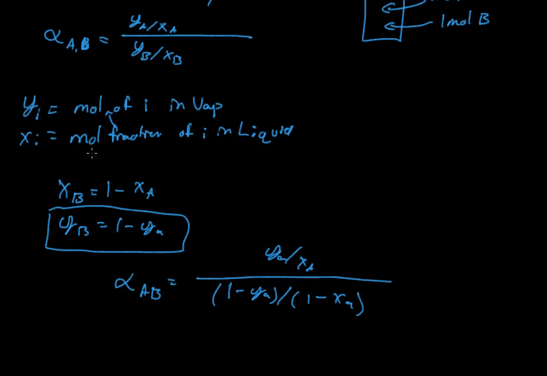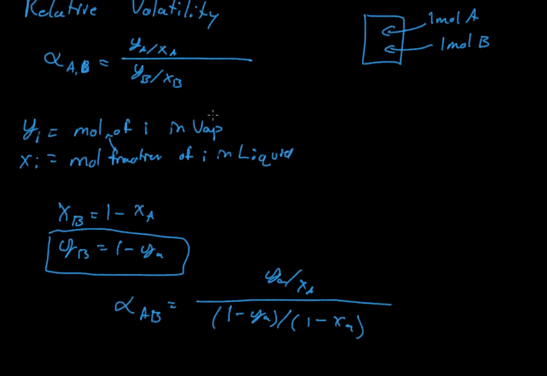And actually, if we went back up to this, we can call something a k value. We're going to say k is equal to yi over xi. So this relative volatility is equal to ka over kb. And that is relative volatility basics.